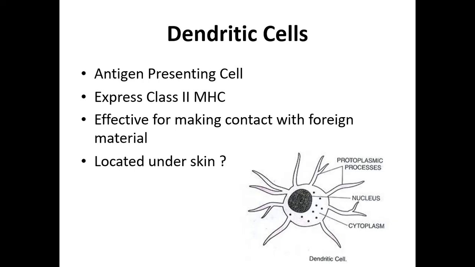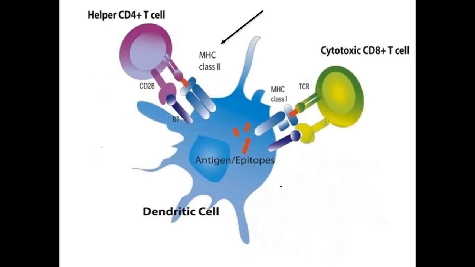Dendritic cells are also antigen-presenting cells, and they also express the class 2 MHC molecule, just like macrophages. And they present antigen to the CD4 T helper cells. These cells have many long, narrow protoplasmic processes which help them in efficiently engaging the foreign material. After capturing the antigen, they migrate to the local lymph nodes where they present antigen to the CD4 helper T cells. This diagram shows the function of the dendritic cells.